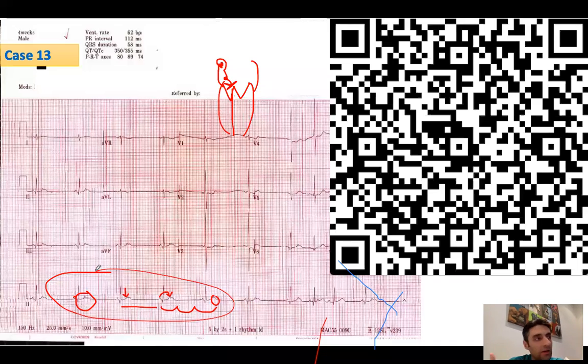The treatment is electrolyte. If there's electrolyte disturbance, you correct it. And in fact, you give anti-arrhythmics. It doesn't make much sense. You are bradycardic, but we want to inhibit these PACs by anti-arrhythmic drugs.